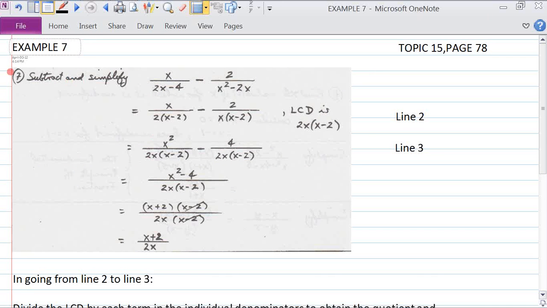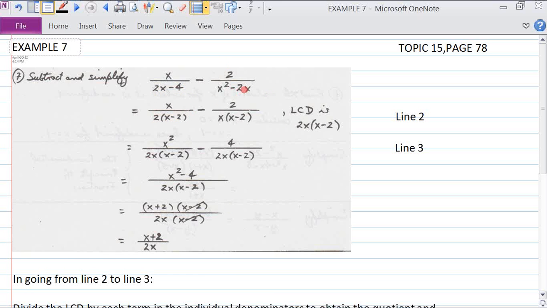Number 7, we're asked to subtract right here and simplify these two terms. So the first thing we're going to do is to factor out the denominator on the first term, and there is the number 2 that we can factor out of this, common to both terms. So 2 times x gives me 2x. 2 times minus 2 gives me minus 4.